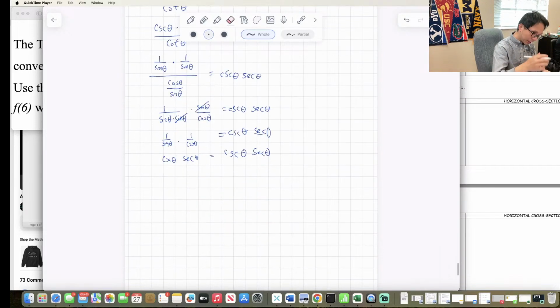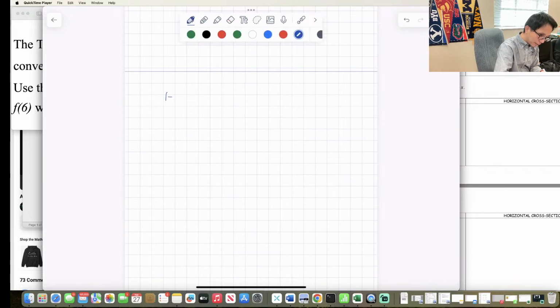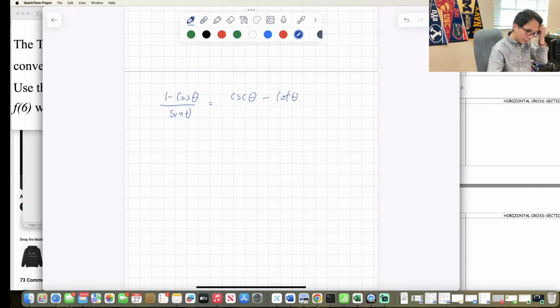Yes, Austin. 23. What does 23 say? 1 minus cosine theta divided by sine theta equals cosecant theta minus cotangent theta.